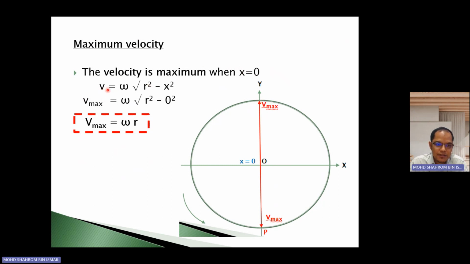So v is equivalent to omega times the square root of r squared minus x squared. For the case of v max, it is equivalent to omega multiplied by the square root of r squared minus x squared, and since we know x is 0, the distance is 0, so we can cancel it out. So we form this equation, which is v max equivalent to omega r.